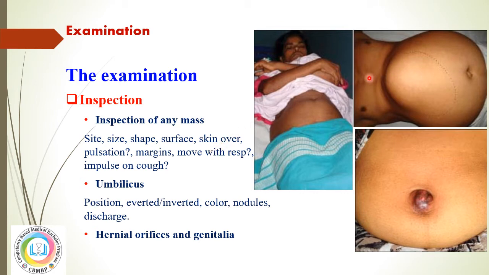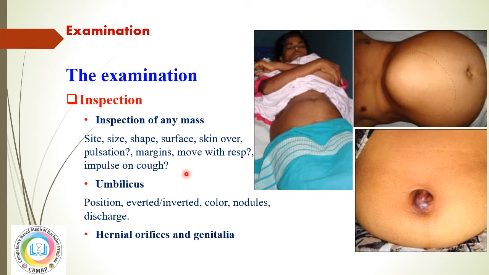Inspection of the mass, like this mass. This is a mass in the upper part of the abdomen, mainly epigastric and right hypochondrial region. This mass causing downward shifting of the umbilicus. I comment about the site, size, shape, surface, skin over, if the mass is pulsating or not, its margin ill-defined or well-defined, if it moves with respiration up and down, and if there is any impulse during coughing regarding masses at the sites of hernial orifices.